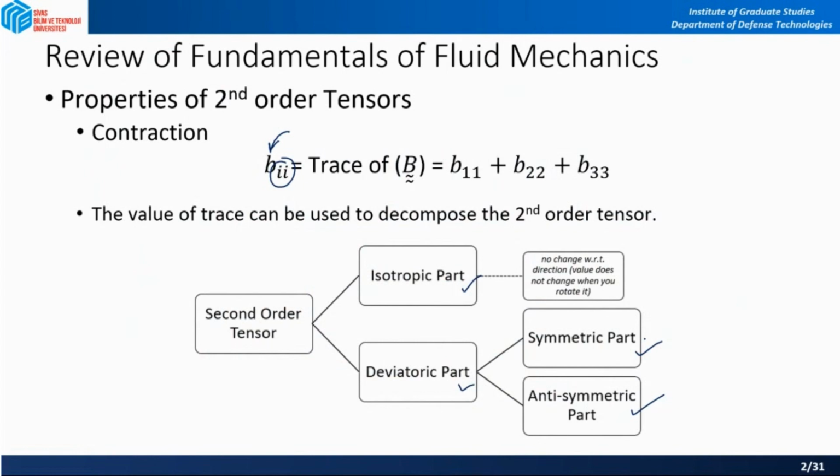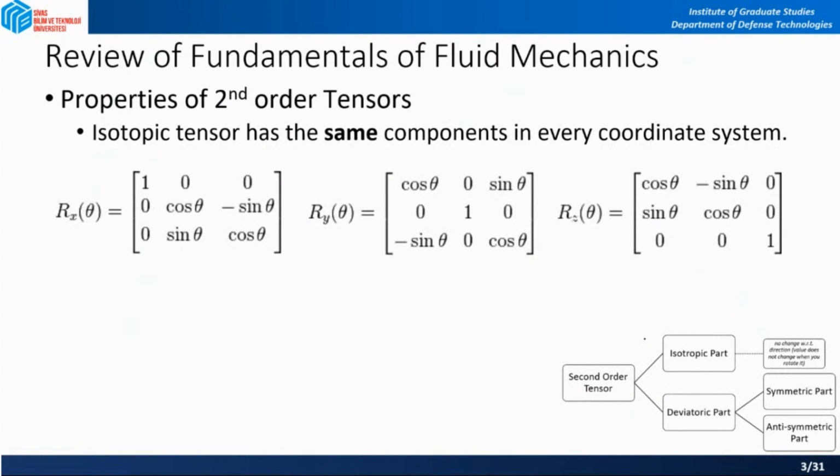In general, when we say isotropic, we mean there is no change with respect to direction. So if you have isotropic velocity vector, it means that its value does not change when you rotate it, and it keeps its value after rotation. So isotropicity means this. Isotropic tensor has the same components in every coordinate system, as we said. And the coordinate systems can be defined in any manner.